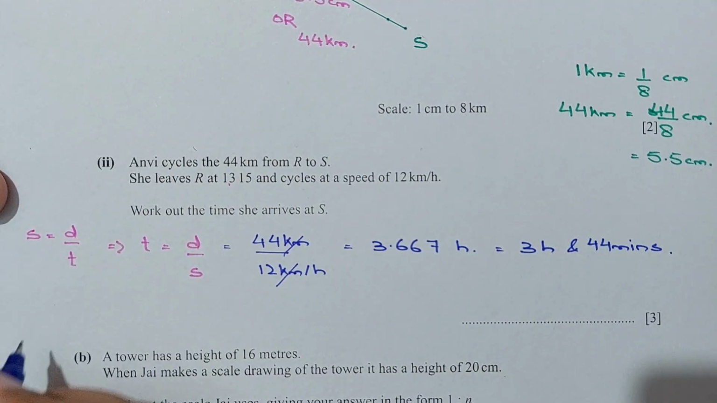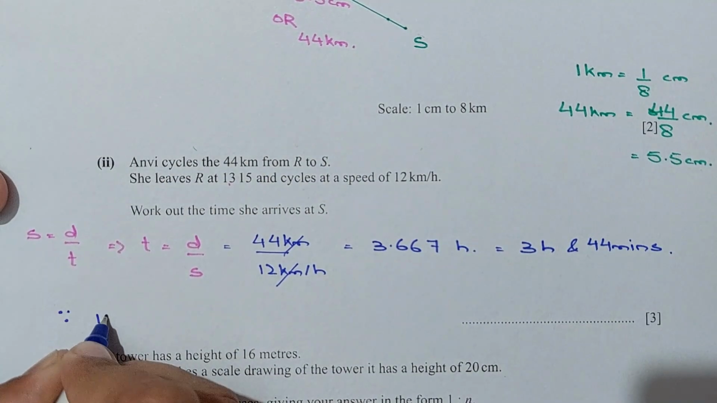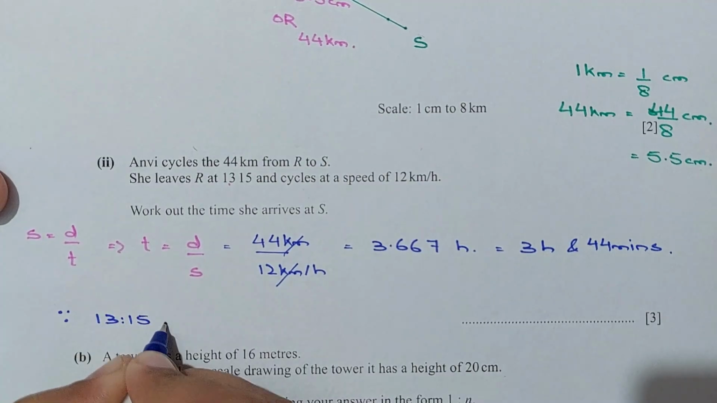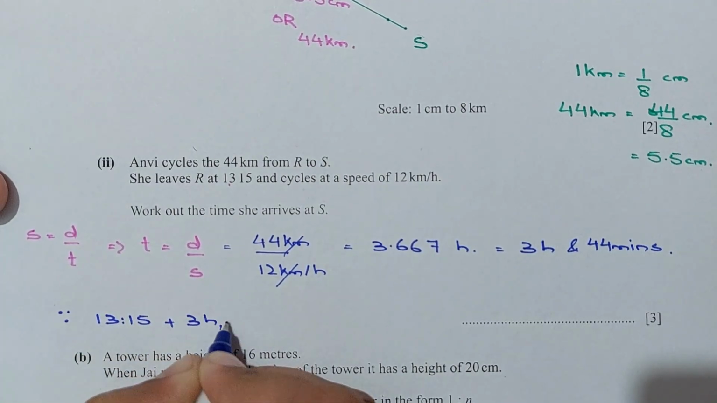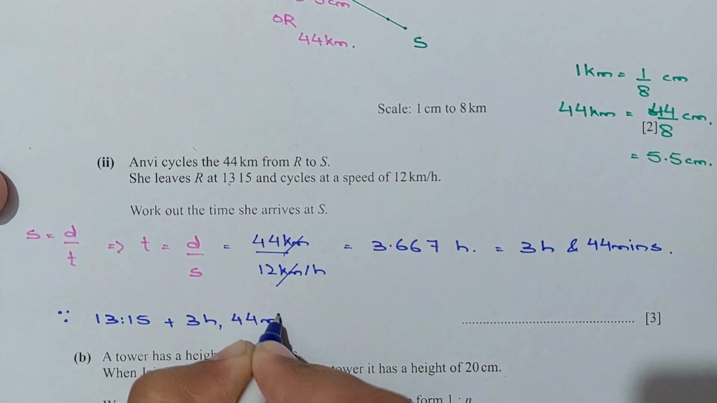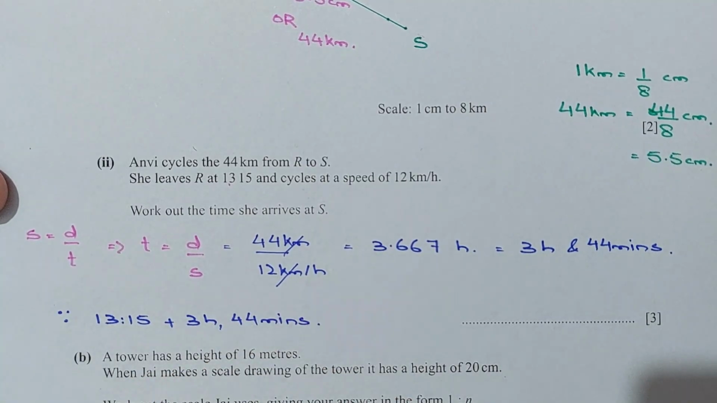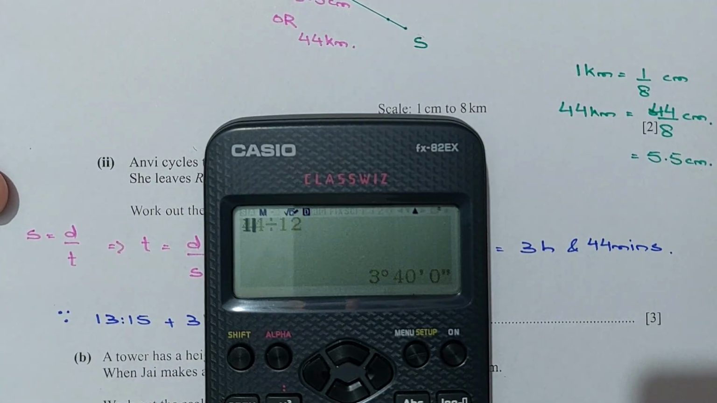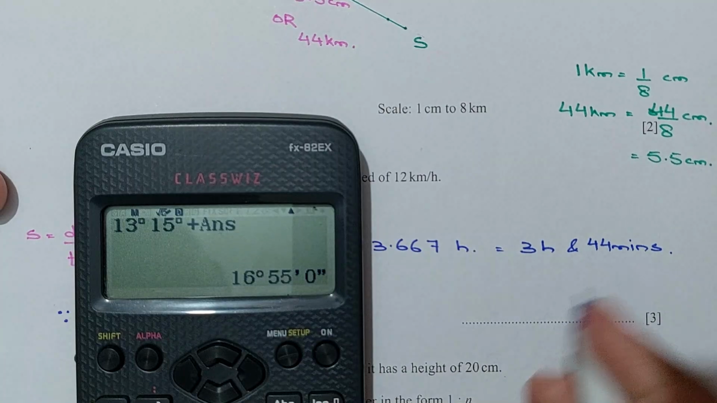Okay, so she leaves at 13:15. We have to add 3 hours and 44 minutes. We will get the time she will reach. 13 hours and 15 minutes, add the answer. Okay, at 16:55.